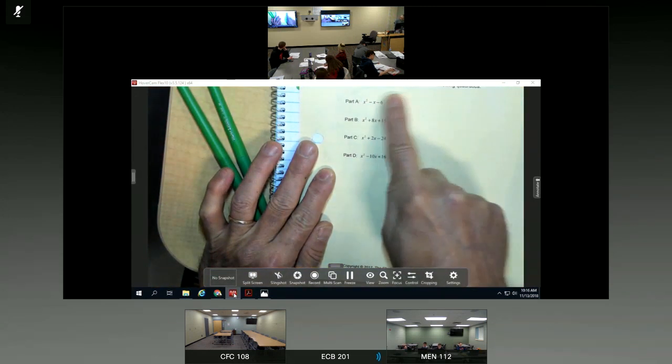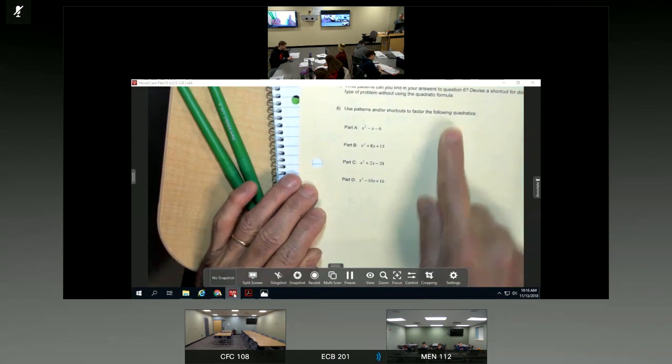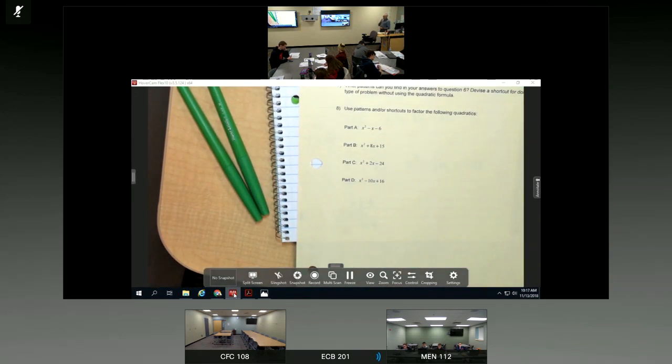Use patterns and/or shortcuts to factor all the following quadratics. Well, I should ask you this question. Factoring the way you learned it in high school, give me a 5, 4, 3, 2, 1 on that.